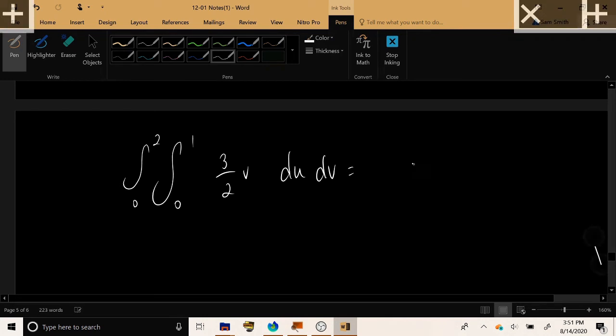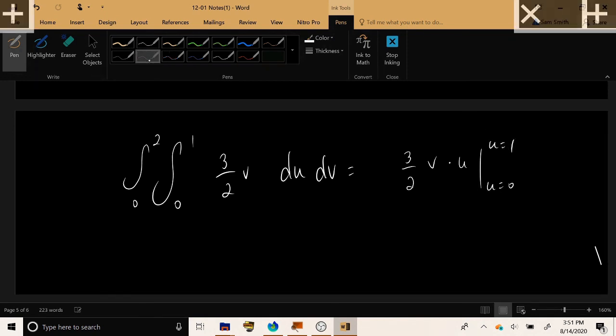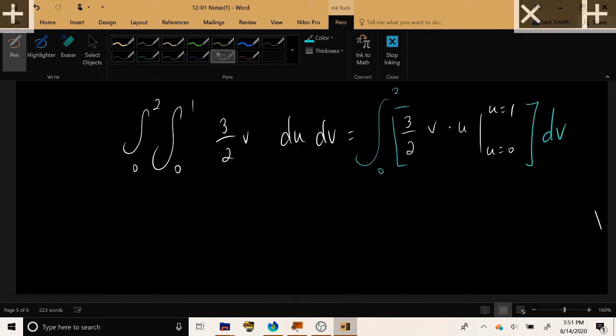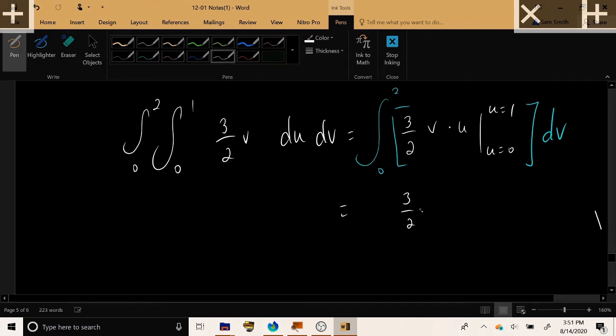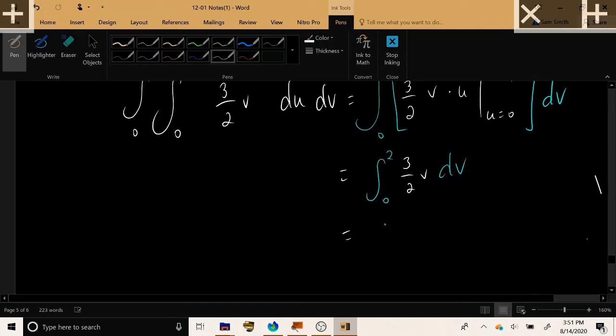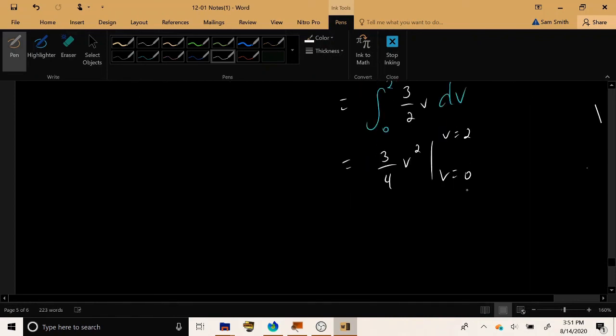Now the u integral of this quantity will just be quantity times u. And when we finish calculating that, we have again 3/2 v, which we need to integrate from 0 to 2. And then we have 3/4 v squared, evaluated from 0 to 2. And if we plug that in, we get the unassuming number 3.